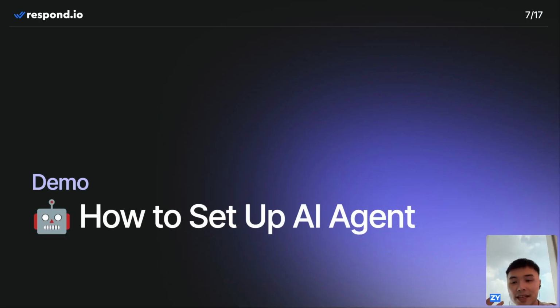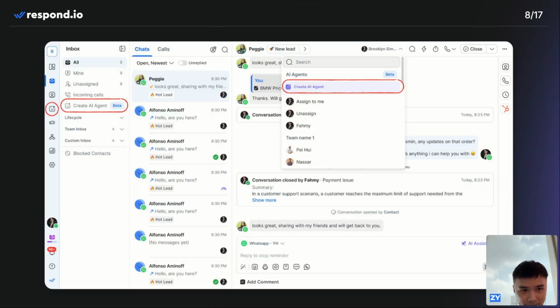Now that we have seen what the AI agent can do, let's move to how to set this up. So there are a few ways to create an AI agent. You can click on the button on the left, or you can click on the Create AI Agent button or create it from the Assignee drop-down. This will bring you to the AI Agent page.